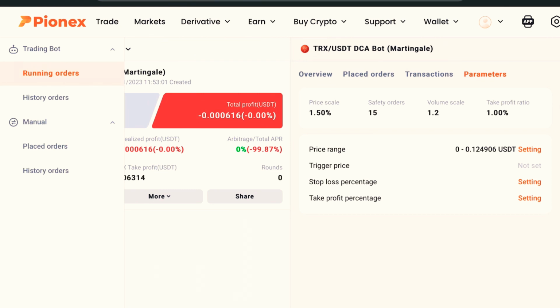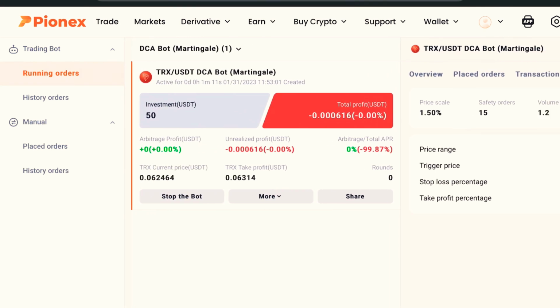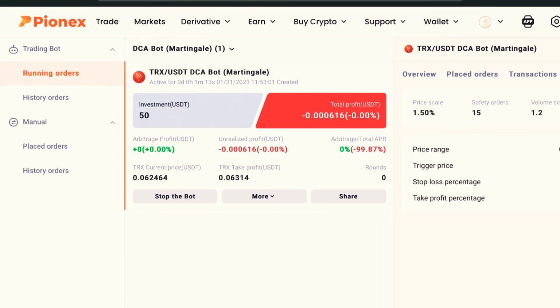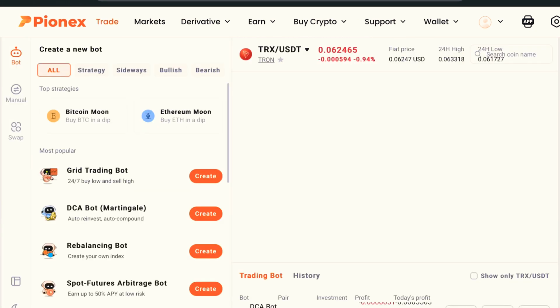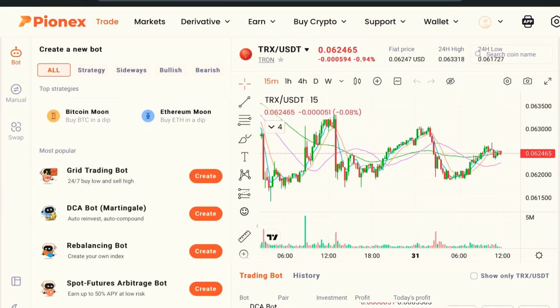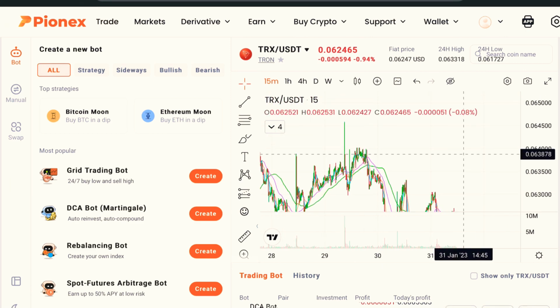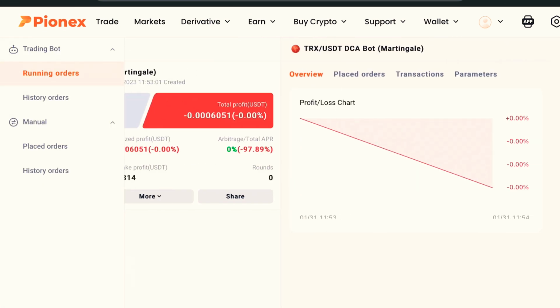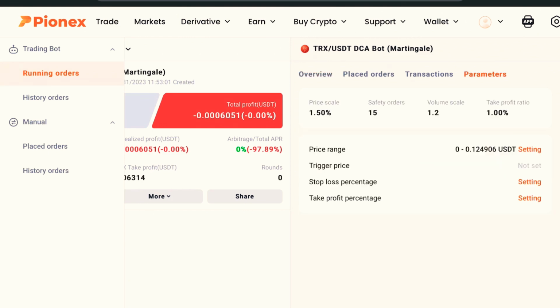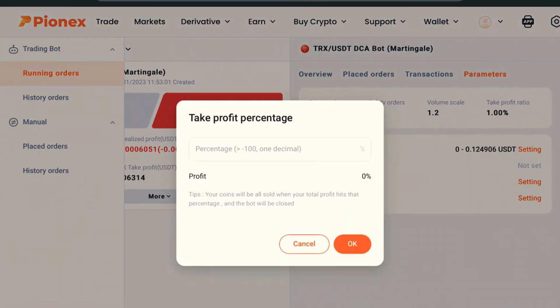So, provided that you believe the Tron is going to go up, let's go back to its price scale, and let's check the historical prices. Let's believe that the Tron goes up to about 0.064, let's say 0.063, maybe 8. Okay, so we could click details, go to parameters, and set a take profit for all the Tron.